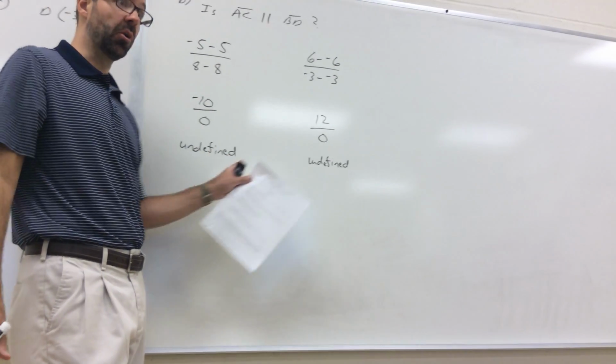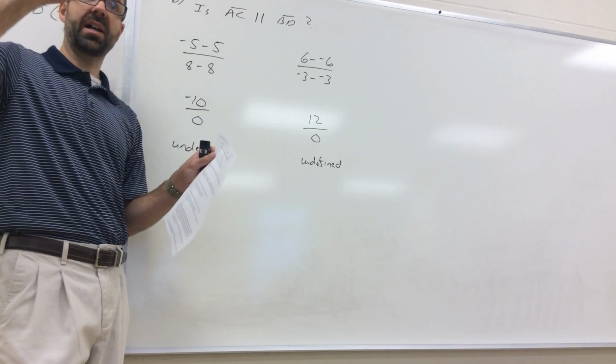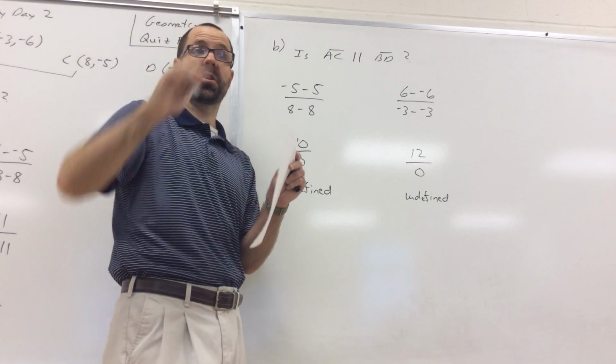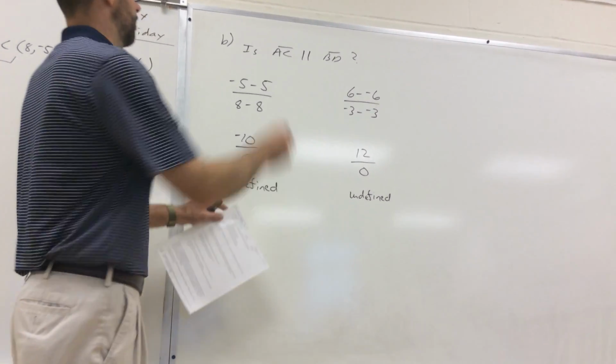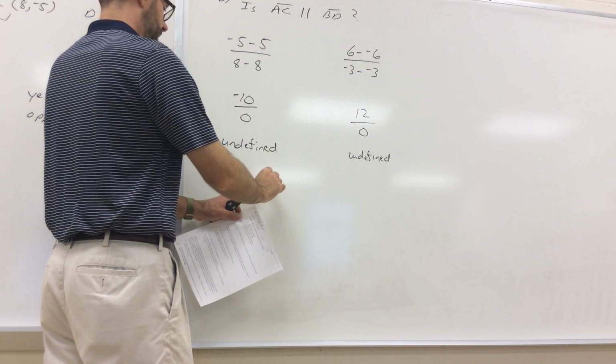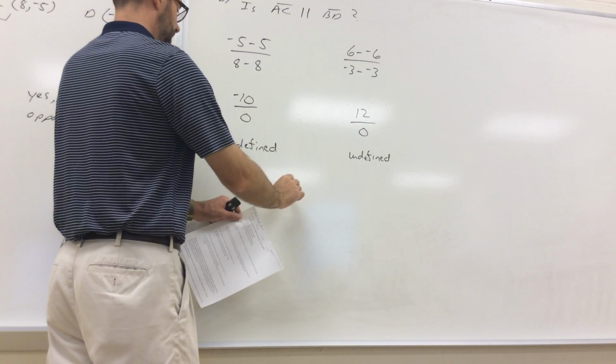So they have the same slope, and if you have two lines that have the same slant to them, then they're going to be parallel. So the question was, is AC parallel to BD? And the answer is yes. The slopes are the same.